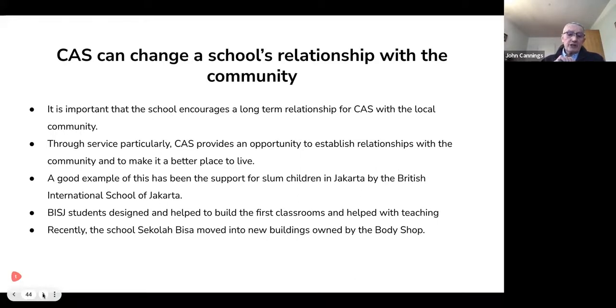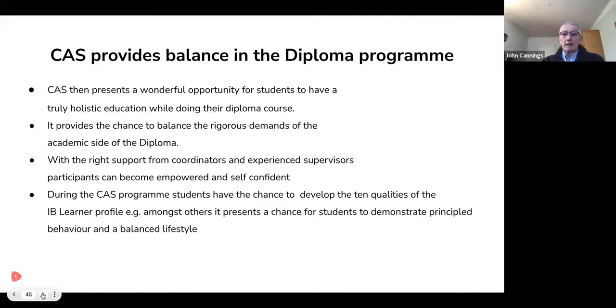And the British International School continues to support this school. And it's an excellent example of developing relationships with the local community. I'm sure there are many others around the CAS world.